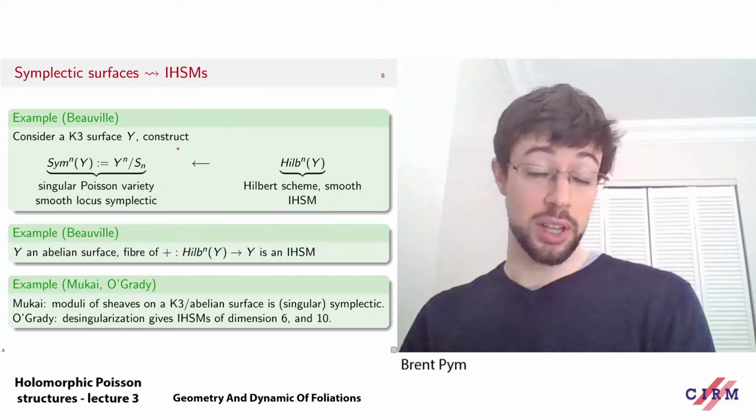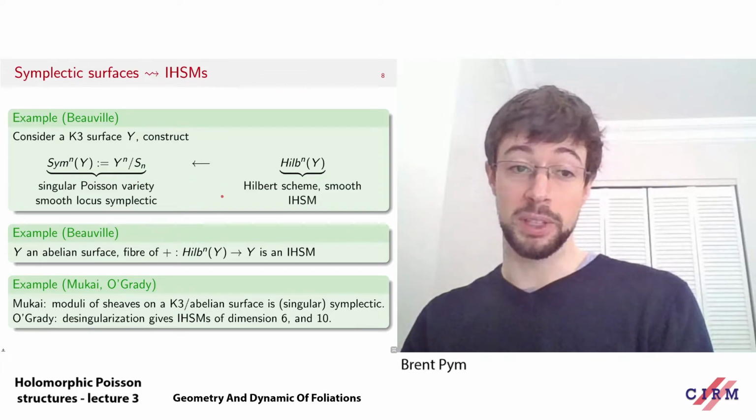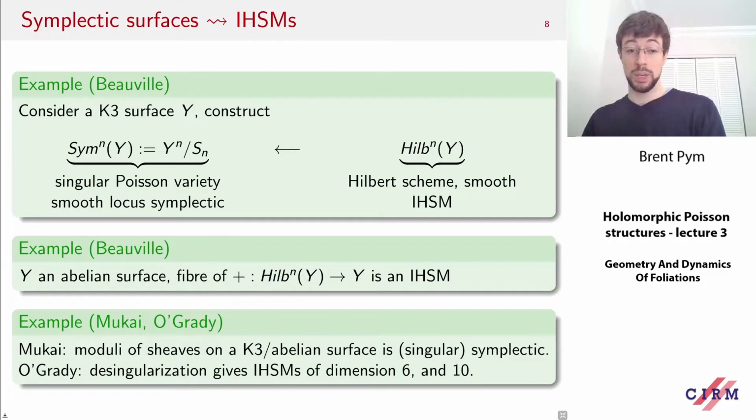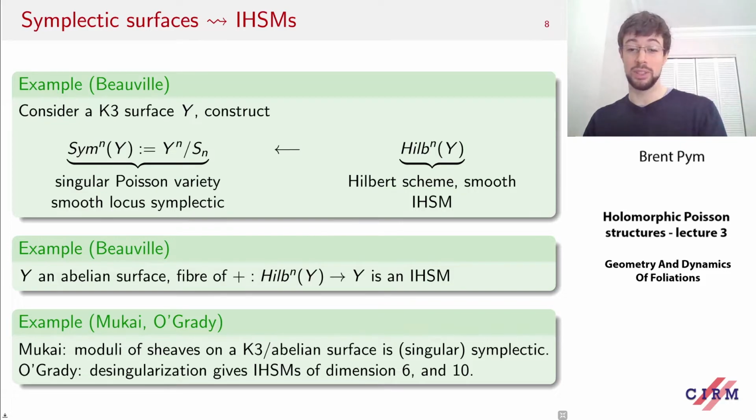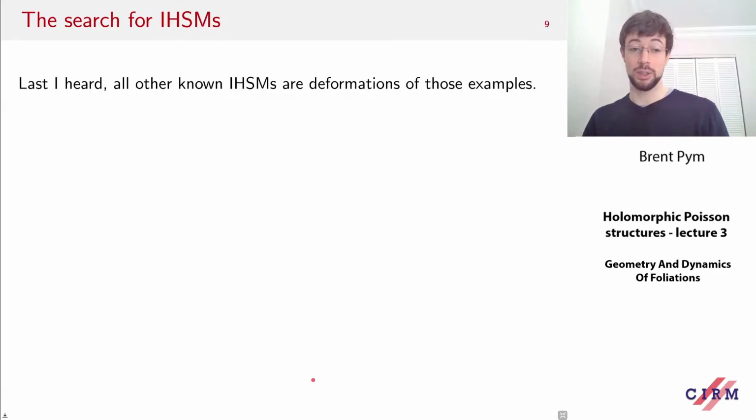It's possible to construct other examples of irreducible holomorphic symplectic manifolds. But the last I heard, all of the known examples were essentially just deformations of these previous examples. So in particular, they have the same underlying C-infinity manifold, and the only way to change the example, get something new from the previous slide, is just to take the complex structure and the symplectic form and deform them.